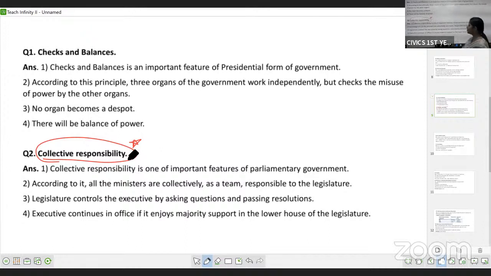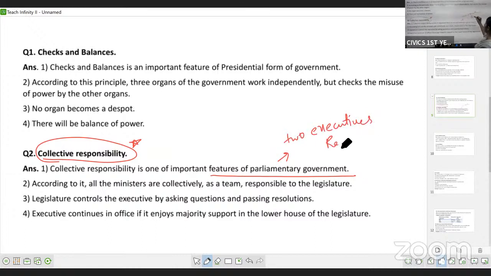So collective responsibility is the feature of parliamentary form of government. What is parliamentary form of government? You have two executives, real executive and nominal executive. What is the main difference between parliamentary and presidential? In parliamentary form of government, the real executive is part of the legislature. The party which secures majority in the legislature will form the government.